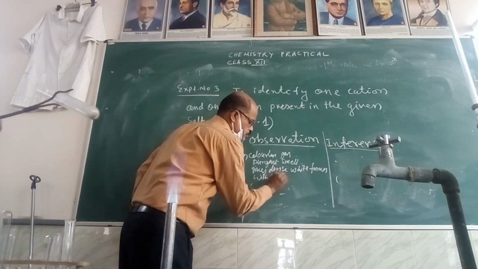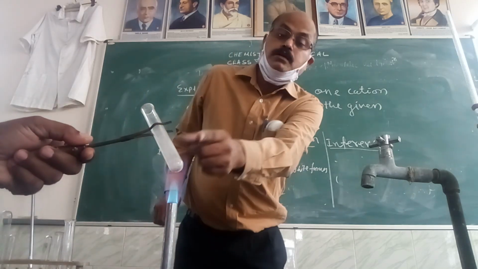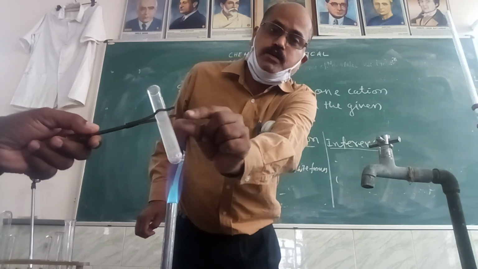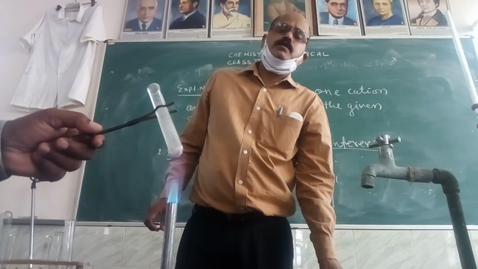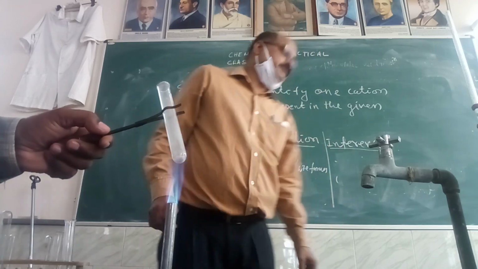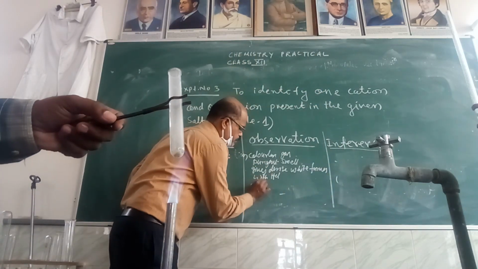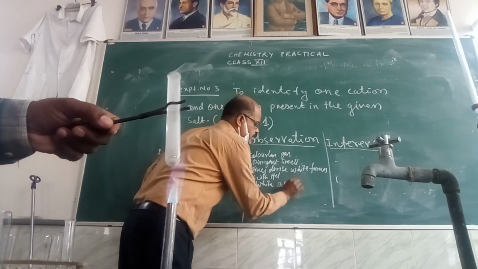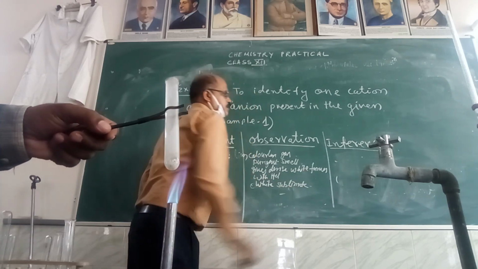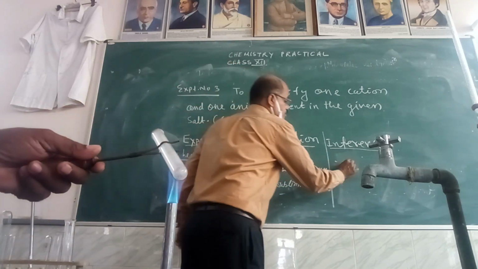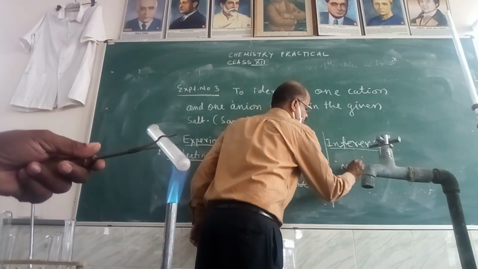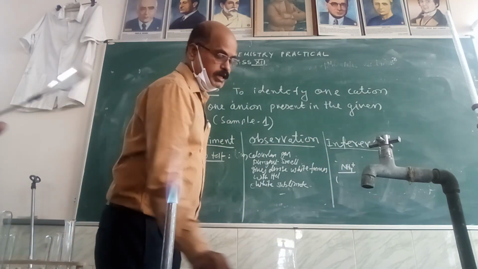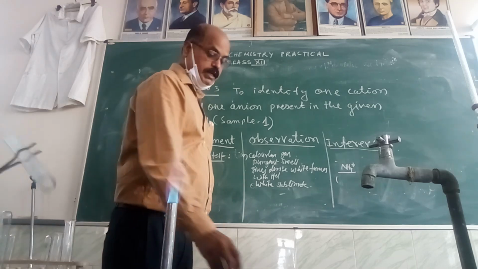As well, you can also see a white fog here. It is actually the solid substance deposited on the inner wall of the test tube. This is the white sublimate. The formation of white sublimate also indicates the presence of NH4+ ion. So the given salt contains NH4+ ion. Okay, now come to the next test.